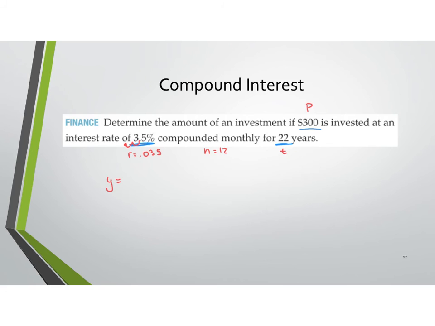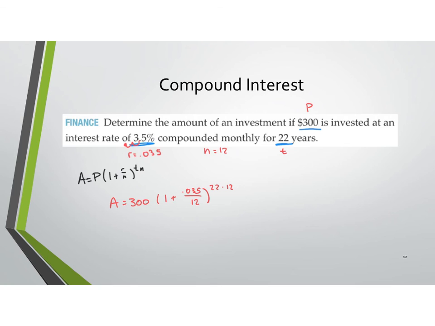All right, so always, like I said, write out the initial equation just so that you know where you're starting from and you don't forget that you've changed equations or anything. It's also a good way to catch mistakes because that should be r over n. If you write it out, it's easier to catch those things. Now let's plug in. A is equal to 300, 1 plus 0.035 over 12. Then we have 22 times 12.